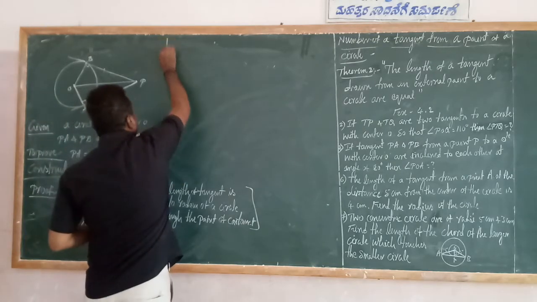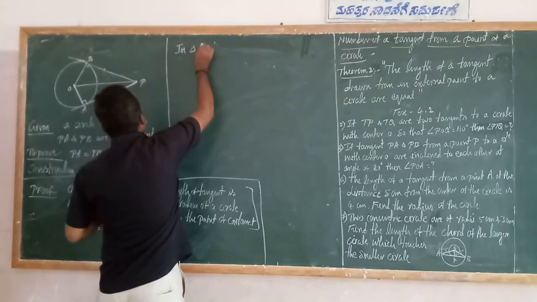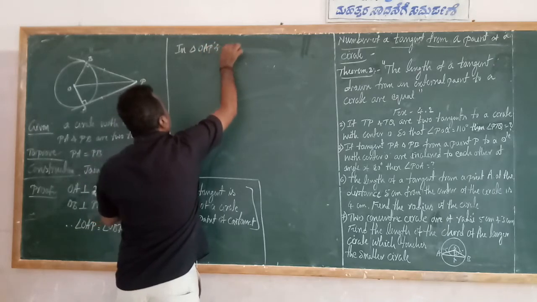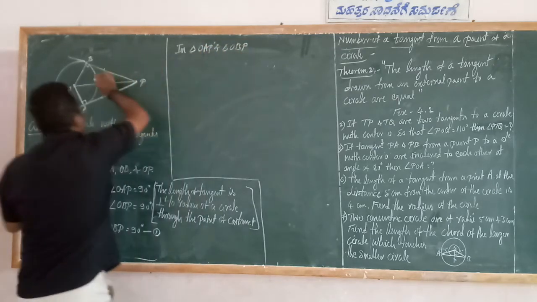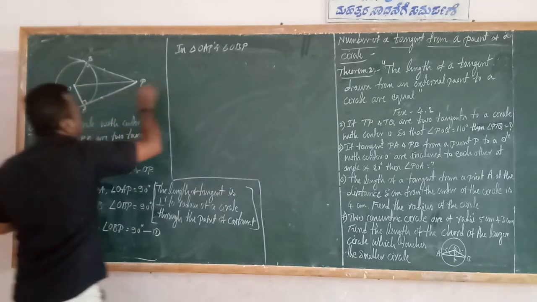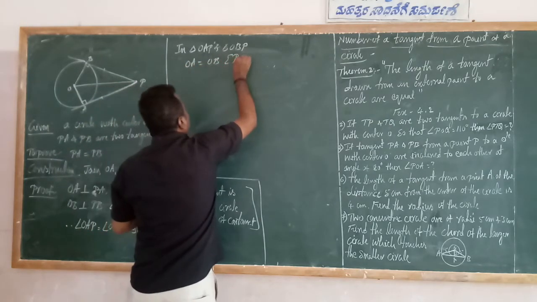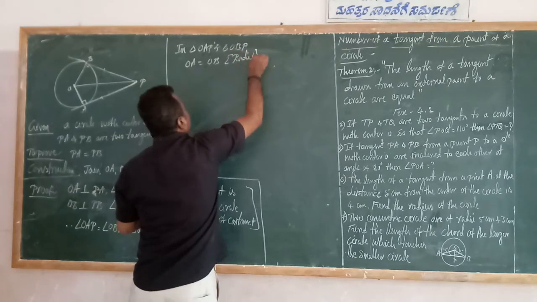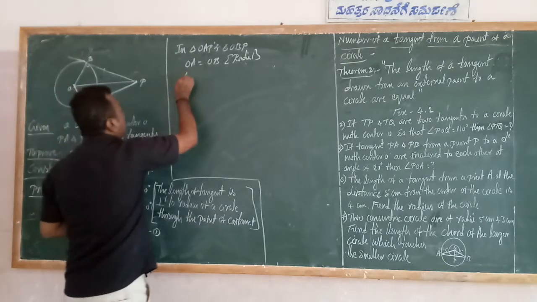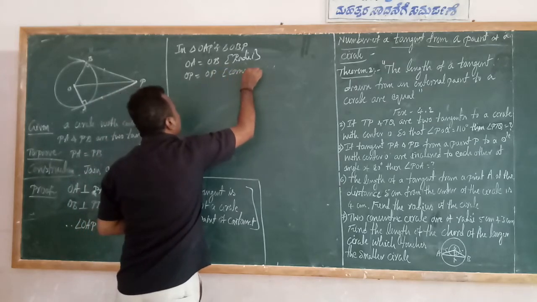So I will consider triangle OAP and triangle OBP. In that, OA is equal to OB, correct? OA is equal to OB because they are radii of a circle. Is it right? And then OP is equal to OP because of the common side.